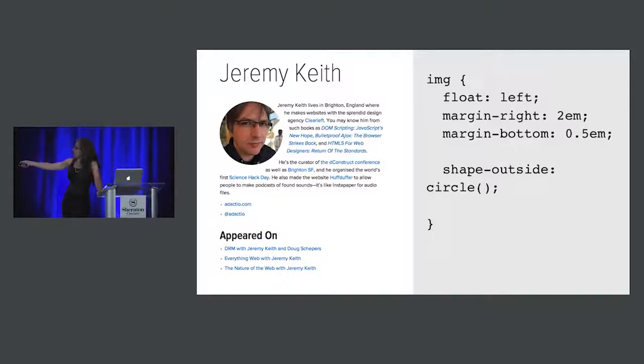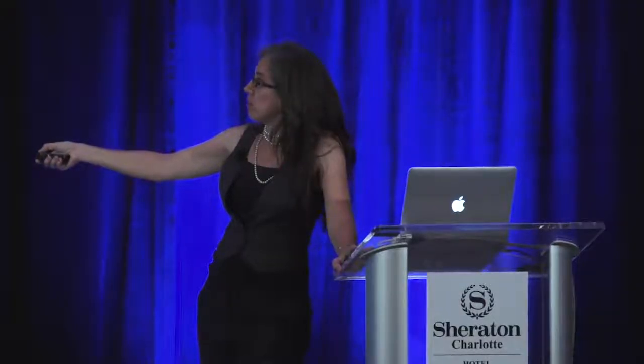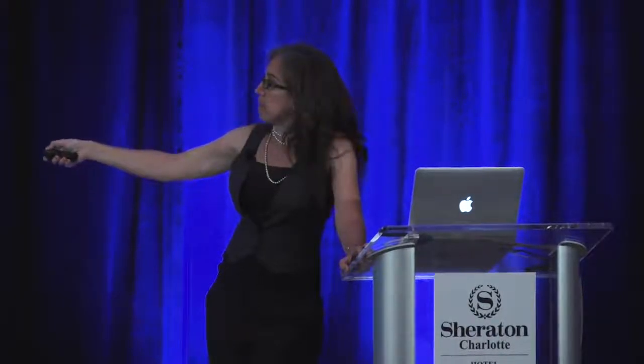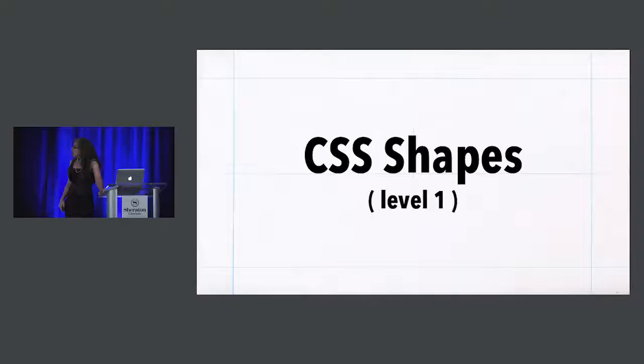We can wrap text around a shape using the new CSS Shapes specification. And the code that you write is shape-outside: circle. And you get this. It's CSS Shapes level 1. There's a level 2 that will also do other cool stuff that I don't have time to talk about today. That will come later. But for now, we can use this.